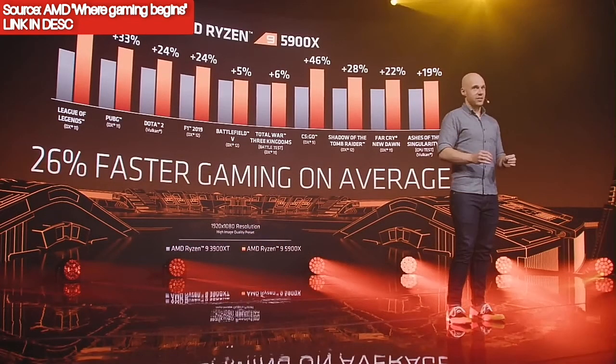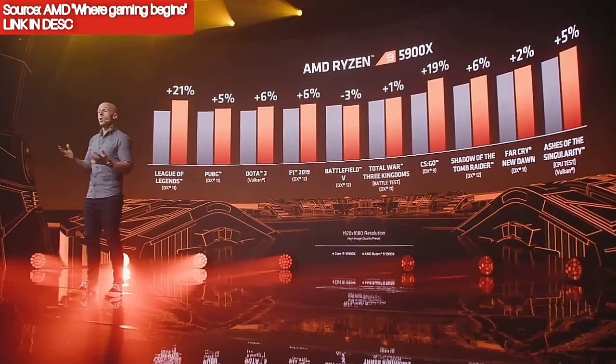It is 26% faster in gaming on average compared to the AMD Ryzen 9 3900X, and it has the biggest wins in League of Legends and CSGO, both of which are CPU heavy games. It also does really well compared with the Core i9 10900K, winning almost every game except for Battlefield 5.